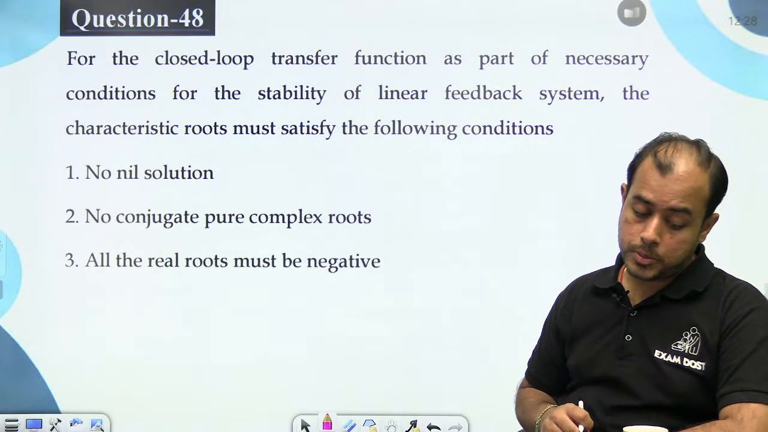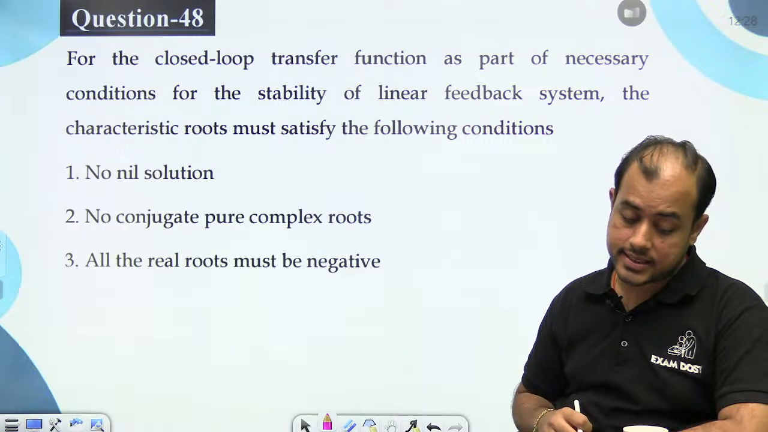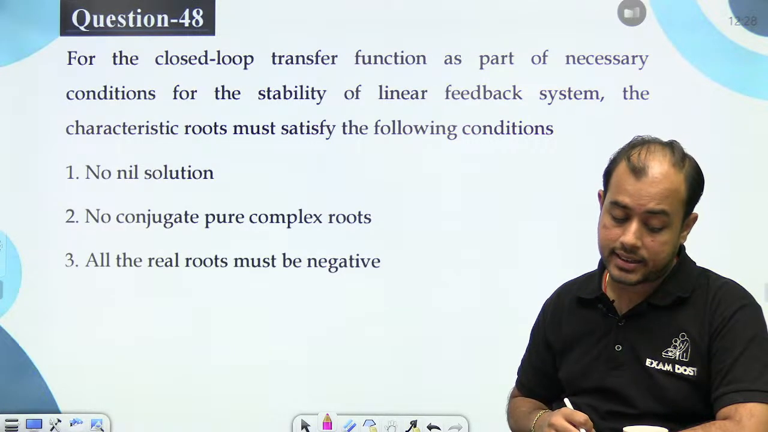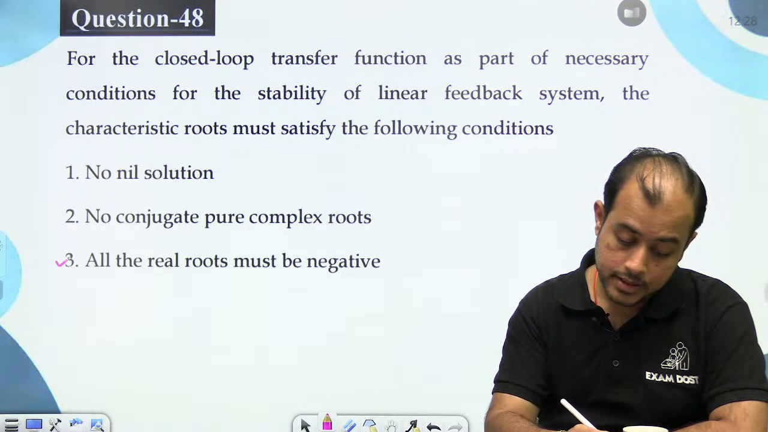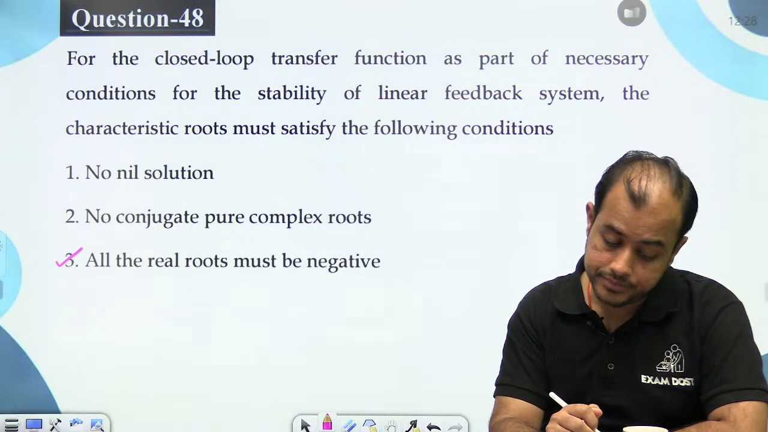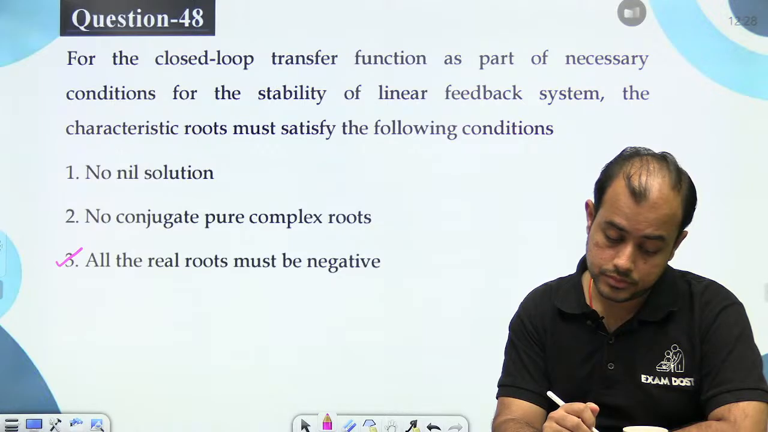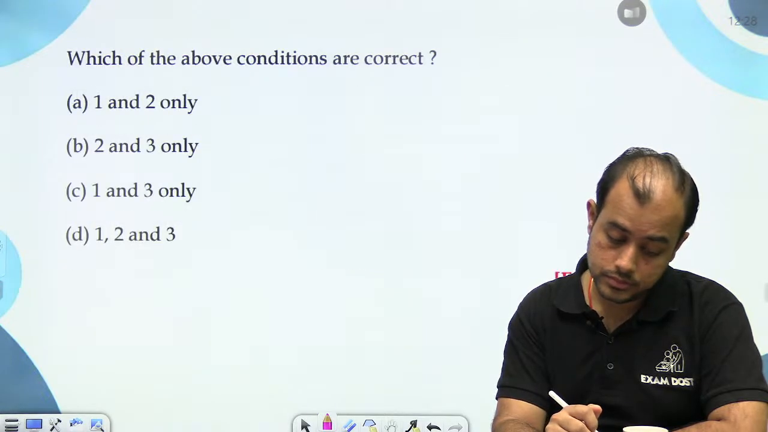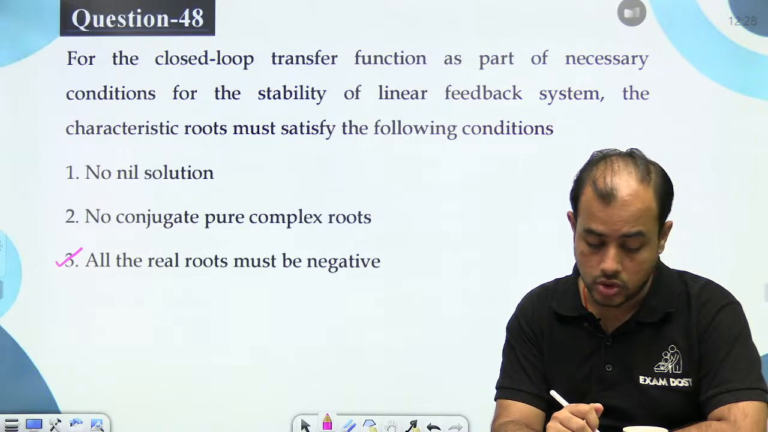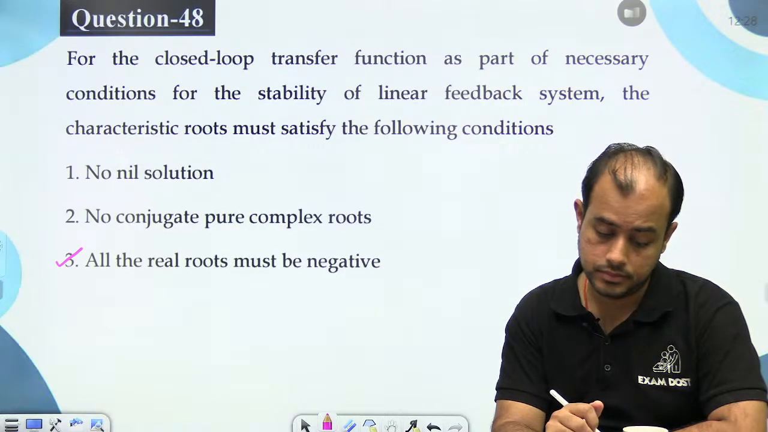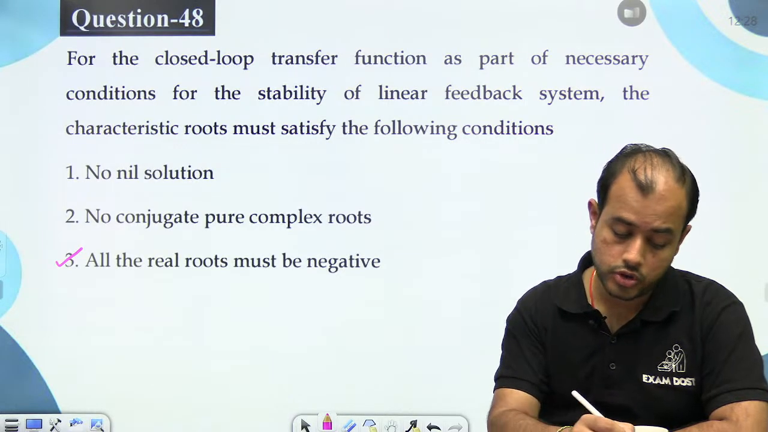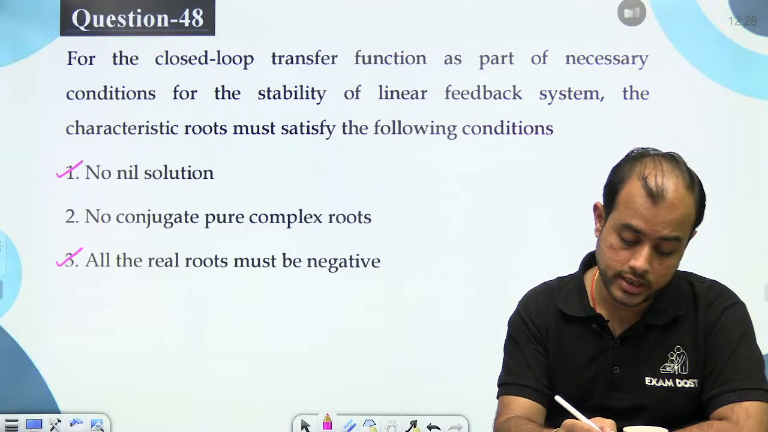For the closed loop transfer function as a necessary condition for stability, characteristic equation must have real roots must be negative. No nil solution. Some solution should come, so it will be 1 and 3.